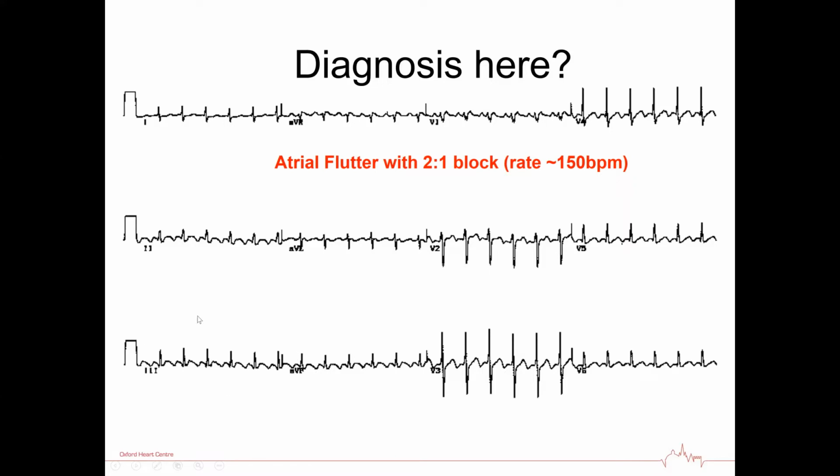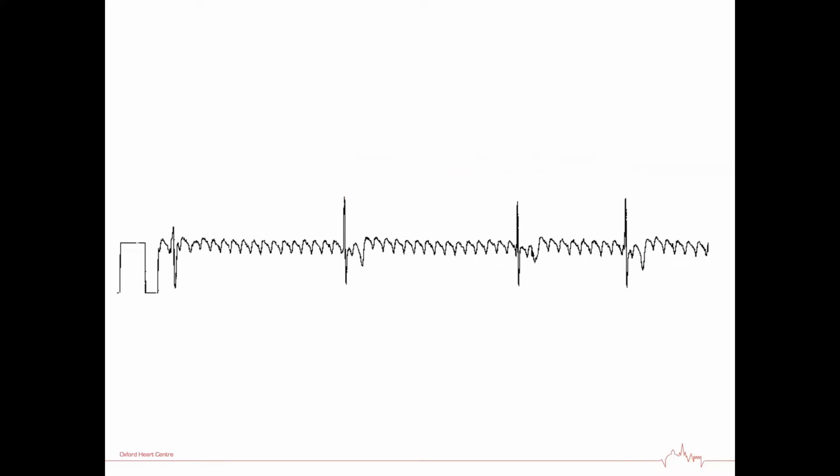You may not spot this. And in fact, in this particular instance, the doctors who were seeing the patient didn't. So completely reasonable if you've got a narrow complex tachycardia like this to give adenosine. And adenosine given to this same patient shows you this beautiful sawtooth pattern of the flutter waves.